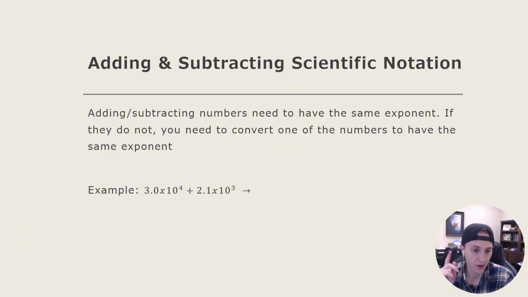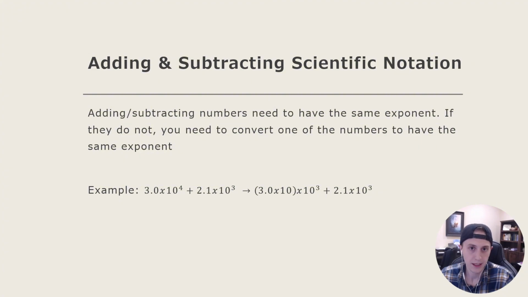Here's our example question. 3.0 times 10 to the fourth plus 2.1 times 10 to the third. If you think you already know this topic and how to solve this problem, pause the video and do it yourself. If you don't know how to do it yet, let's talk about it. 3, 2, 1. Okay, let's go.